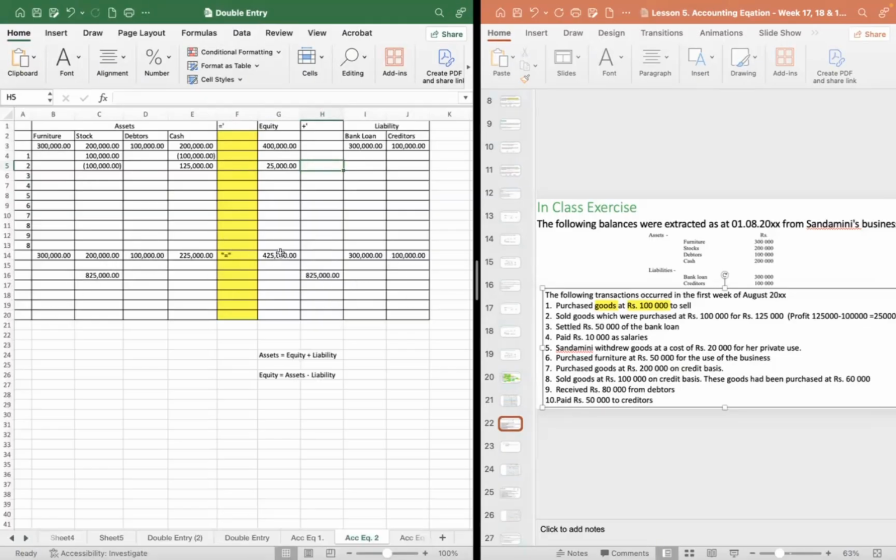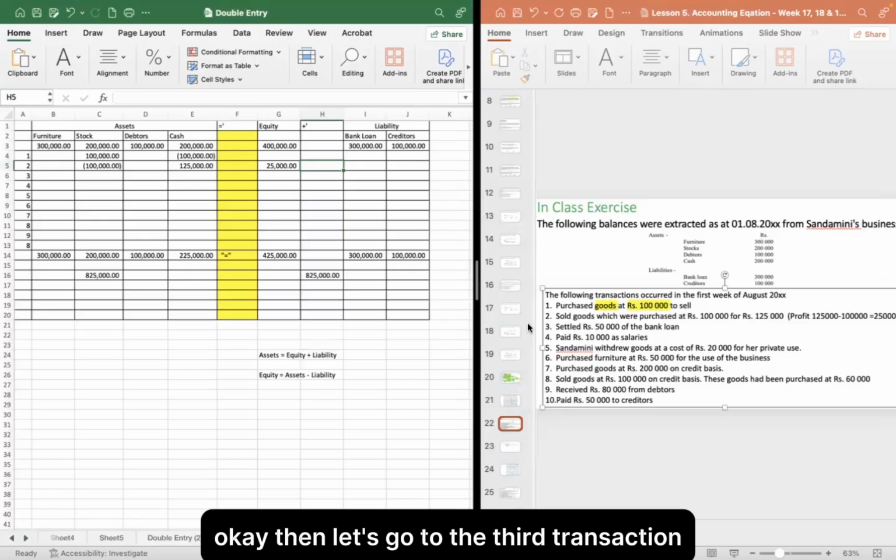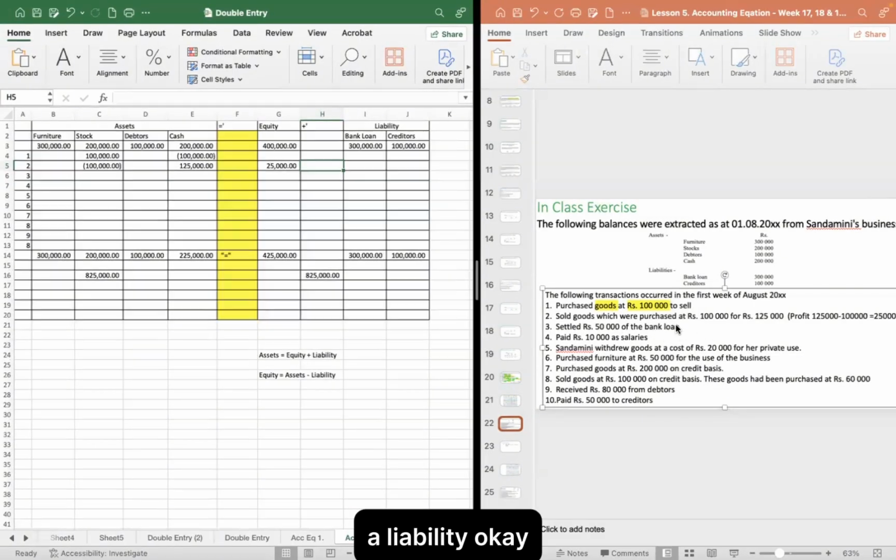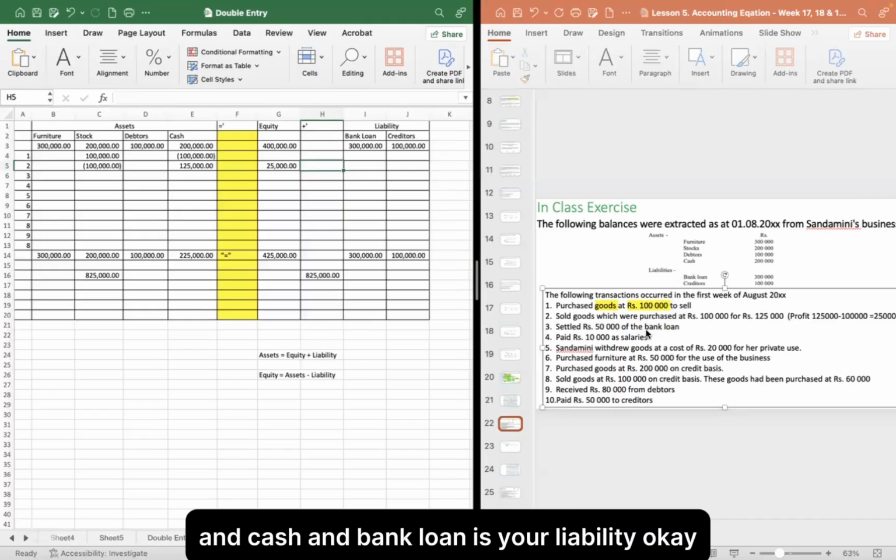Okay, then let's go to the third transaction. Settled rupees 50,000 of the bank loan. Here you have 50,000, which is cash, and bank loan a liability. Okay, rupees 50,000 asset and cash, and bank loan is your liability.